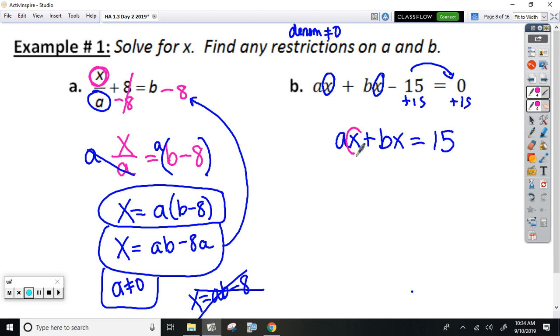Get it down from being 2 terms to 1 term. Having 2 x's to just having 1 x. What do I need to do? We just did this in the homework question we went over with the R1 and R2s. McKaylee? Factor it out.